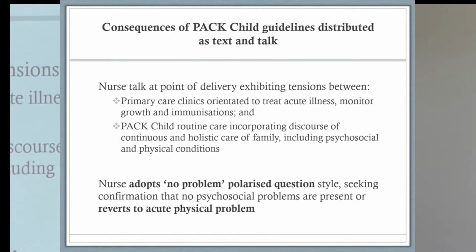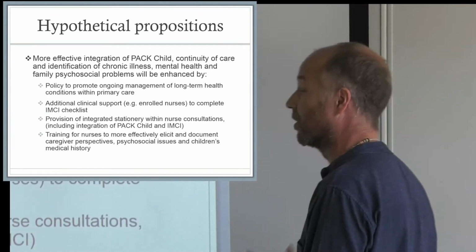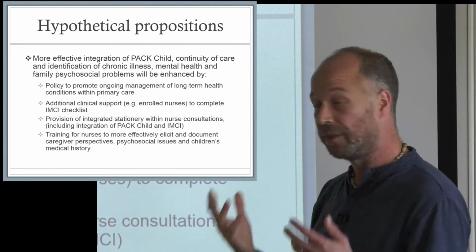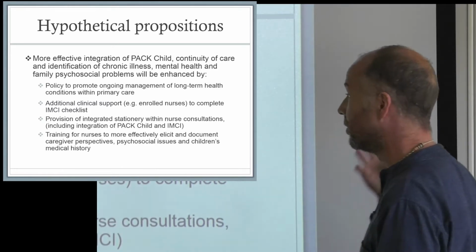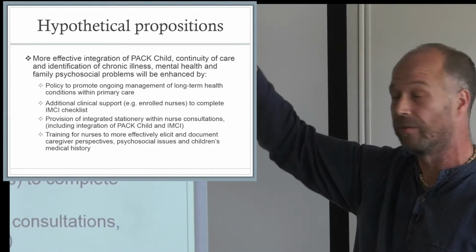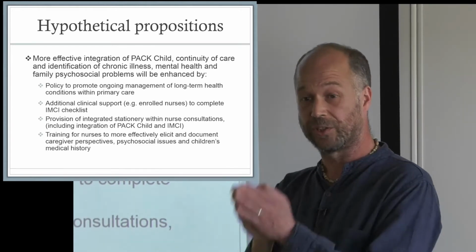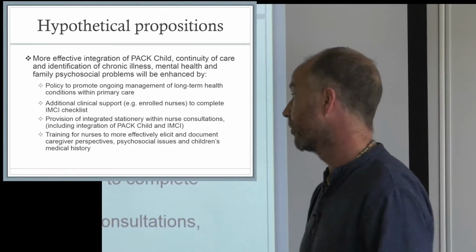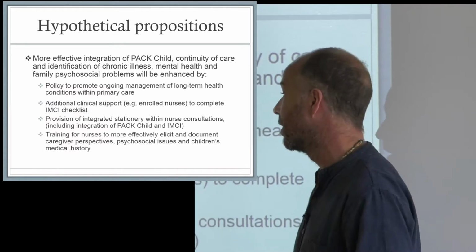And so how do you then take that forward? Well, you can argue then that more effective integration of this intervention, continuity of care, identification of chronic illnesses, mental health, etc., will be enhanced perhaps by a policy that promotes ongoing healthcare management. So that's an intervention at a macro level. We need to shift the policy away from an acute focus and just on the under fives to long-term health conditions over the life course. Understanding that it's not just one episode, but actually we need to get a picture over time.